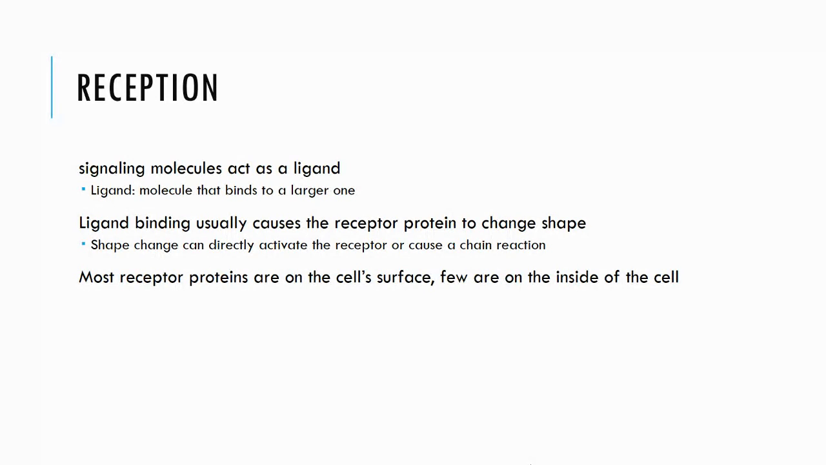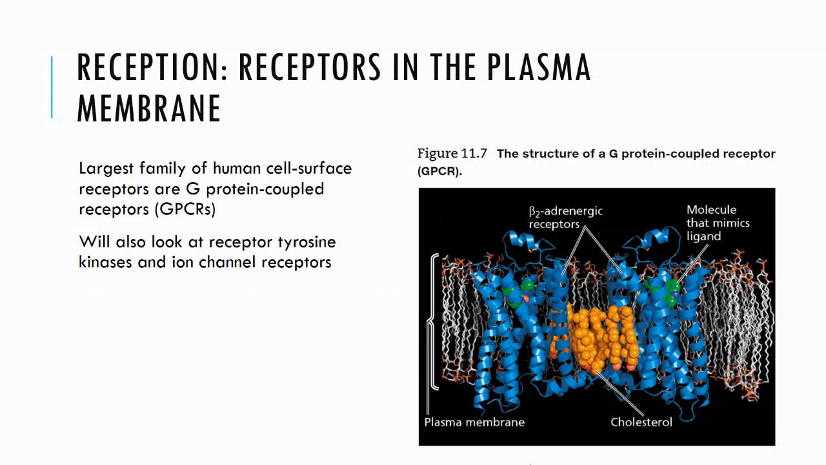Ligand binding usually causes the receptor protein to change shape, and that shape change can directly activate the receptor or cause a chain reaction. Most receptor proteins are on the cell surface, but some are on the inside of the cell instead, and we'll look at what happens with both of those cases. The largest family of human cell surface receptors are called G protein coupled receptors, or GPCRs. We will also look at two others, the receptor tyrosine kinases and ion channel receptors.